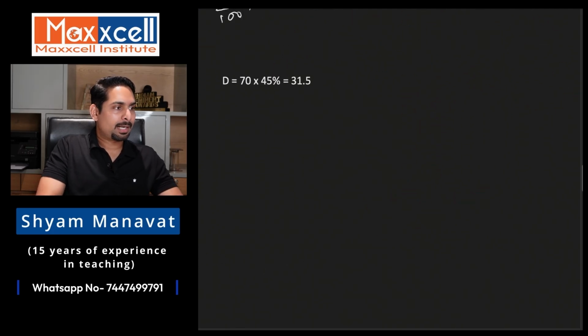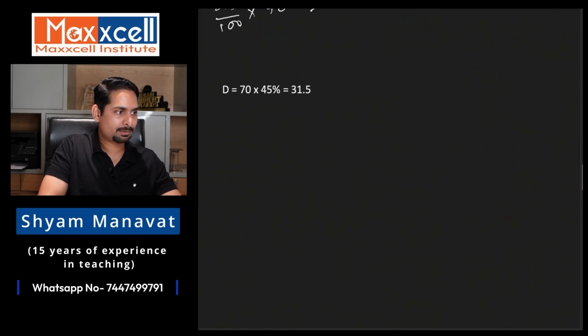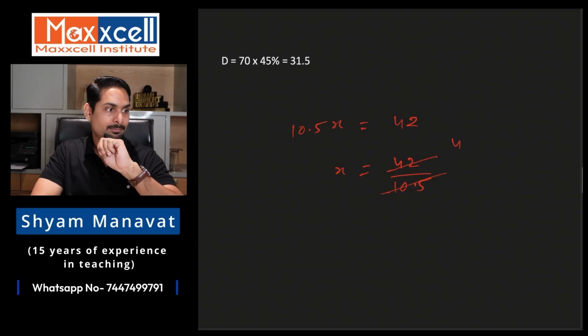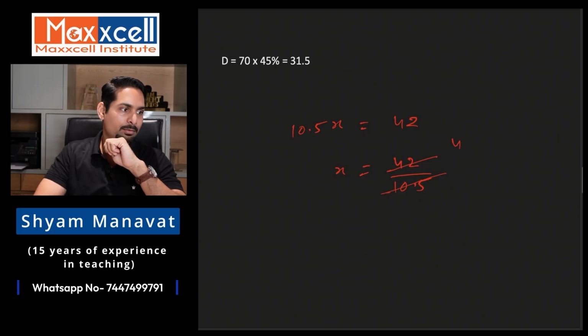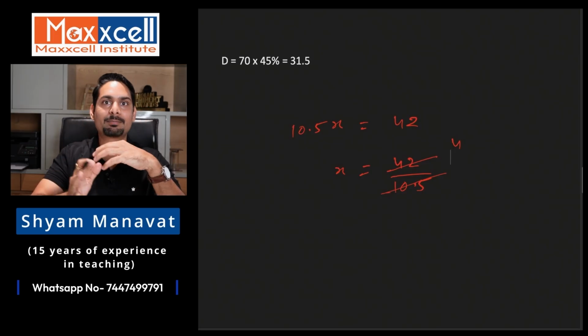Now, I'm going to equate this with 42 lakhs. So 10.5x is equal to 42 lakhs, right? So x would be equal to 42 by 10.5. If you cancel this value, you don't need to remove decimals. In exam, numbers will be easy. You just need to understand and be comfortable with the numbers.